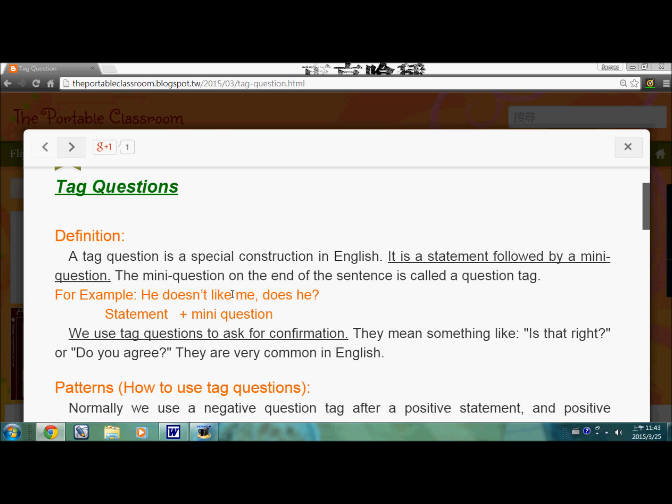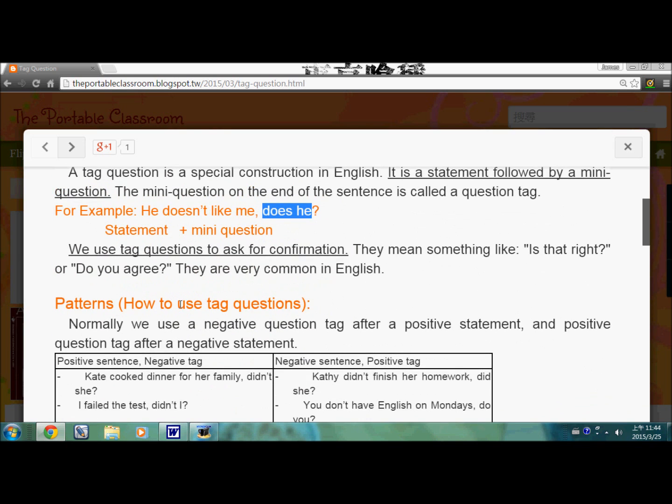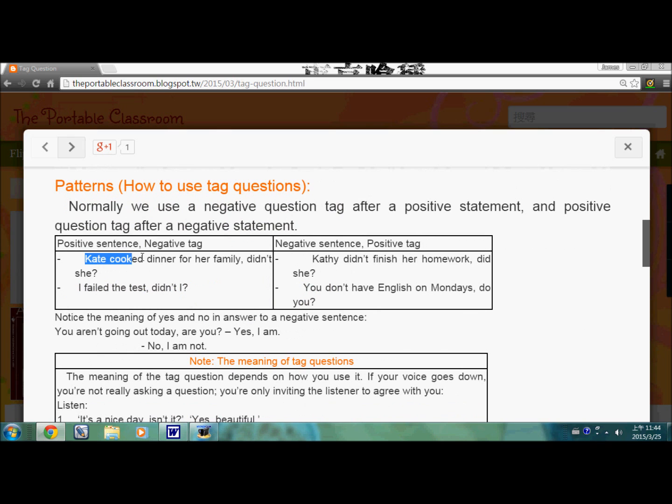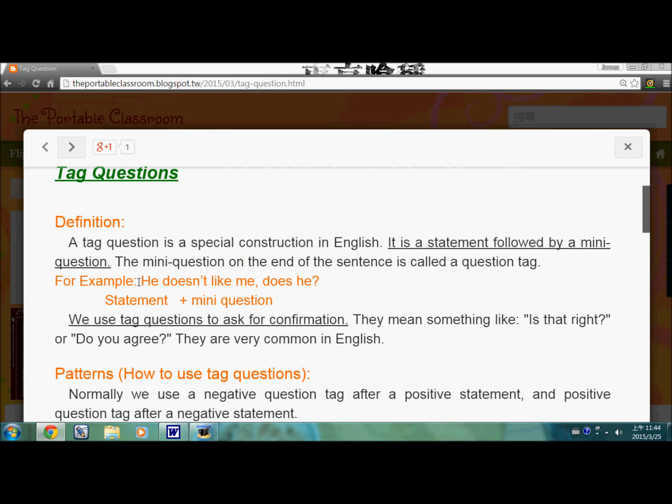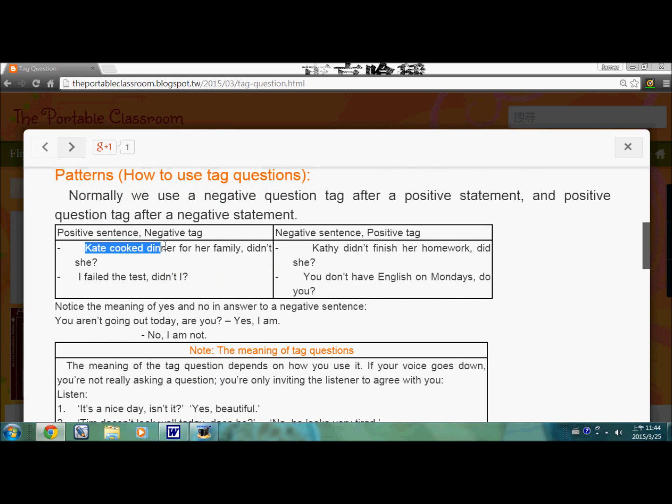The mini question on the end of the sentence, this part, is called a question tag. Normally, when the sentence is a negative one, we use a positive question tag. When a sentence, like the one over here, is a positive one, we use a negative question tag. So when it's negative, he doesn't like me, we use a positive question tag, does he? When the statement is a positive statement, Kate cooked dinner for her family, we use a negative question tag, didn't she? So let's look at some examples.